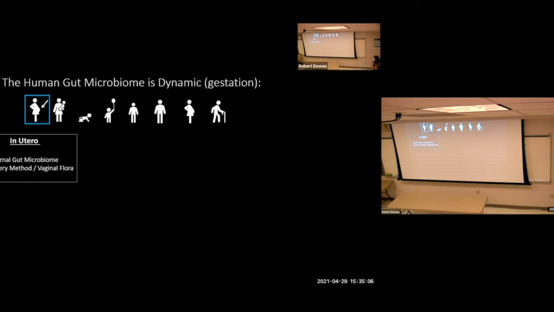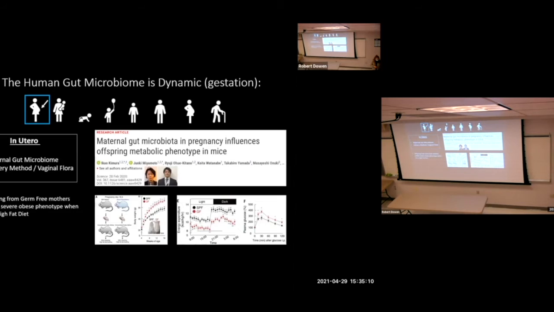So again, when you're in utero, the maternal gut microbiome can influence a lot about your physiology, and your delivery method matters. Here is a study that was done in mice that looked into the maternal gut microbiome in pregnancy and how that influences offspring metabolic phenotypes. Some mice were from moms that had a microbiome and some were from mice that don't have a microbiome.